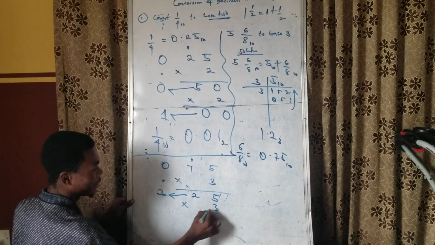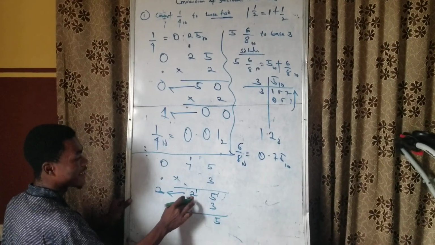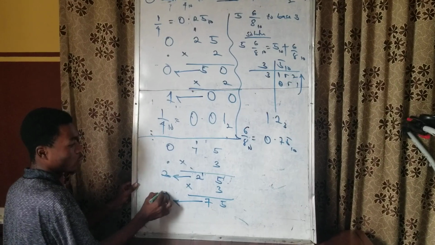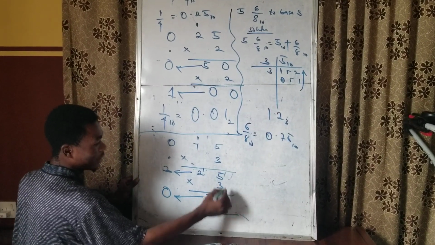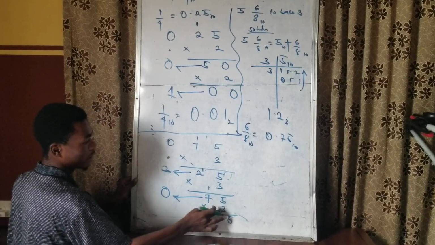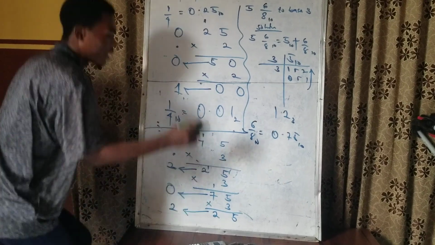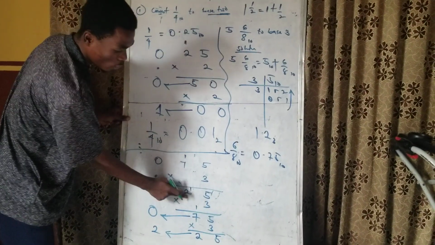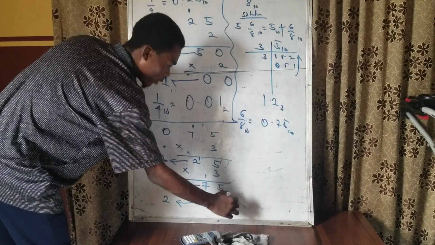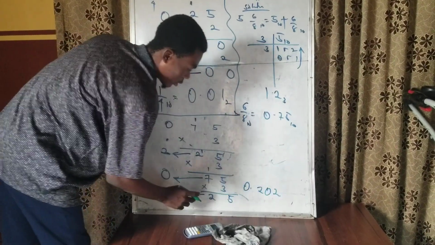Multiply again by 3. 3 times 5 is 15, keep 1. 3 times 2 is 6, plus 1 is 7. What will I bring out here? 0. Multiply by 3. 3 times 5 is 15, keep 1. 3 times 7 is 21, plus 1 is 22, so keep 2. It will always give me a repetition. You know, it started from 75, 25, 75. The next one is also 25, so I will just stop here. So I'll be having 0.202 base 3.